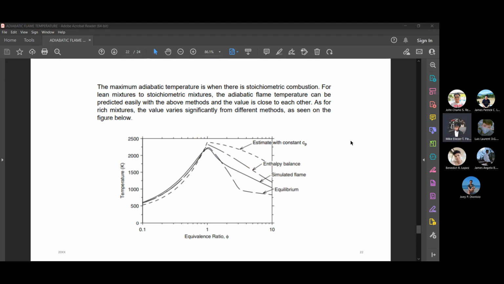Please look at our graph below. Our graph states that the maximum adiabatic temperature is when there is a stoichiometric combustion. For lean mixtures to stoichiometric mixtures, the adiabatic flame temperature can be predicted easily with the above methods, and the values are close to each other. As for rich mixtures, the value varies significantly from different methods.